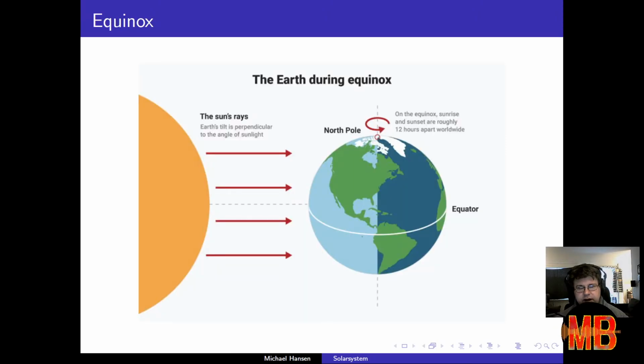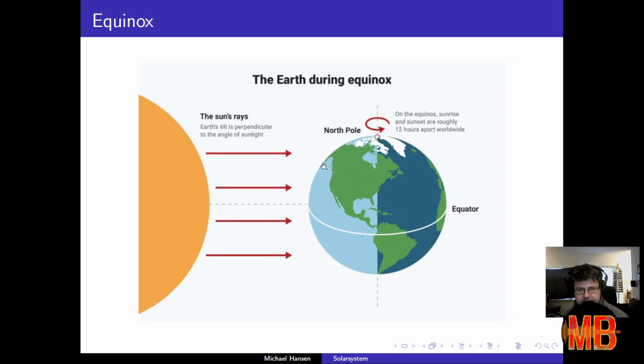So, what happens during an equinox? Well, like I said, this is the rotational axis of the Earth, and you can also say that it's completely parallel to the orbital direction of the Earth. Another way to say it is that you have the sun rays and the Earth tilt, this axis here, is completely perpendicular to the angle of the sunlight, meaning that no matter where you are on the Earth, you will get 12 hours.